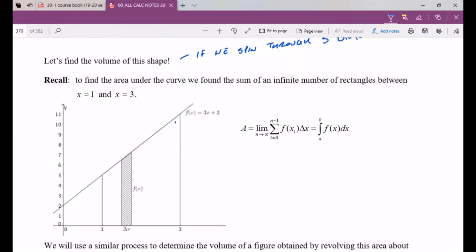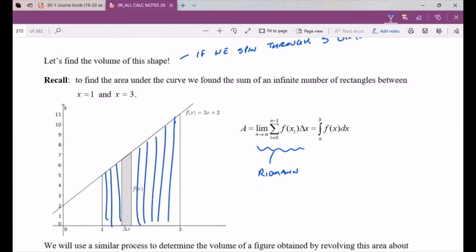Let's take a step back and look at where we came from. When we found this area, we looked at this Riemann sum. All that we were doing was taking rectangles or trapezoids that fit under this curve. The thinner we take these trapezoids or rectangles, the closer our total area gets to the true area under the curve f of x. And so this was our limit as n goes to infinity.